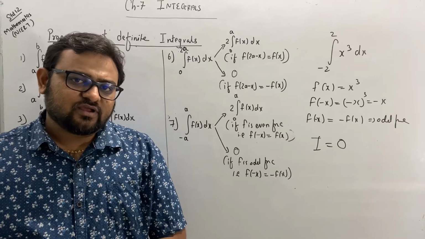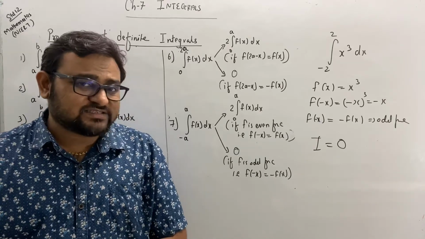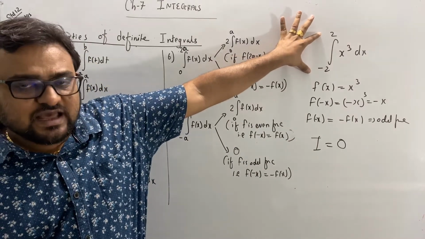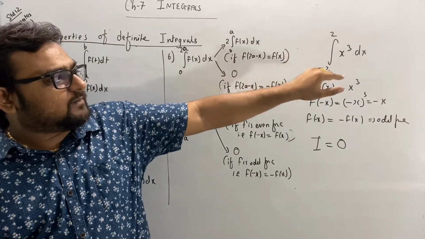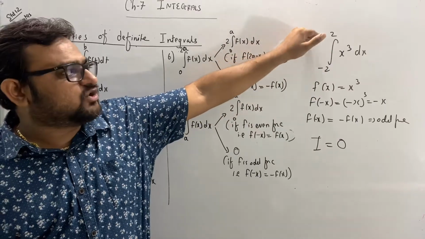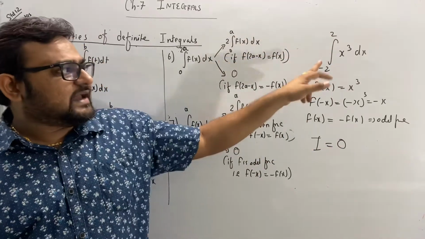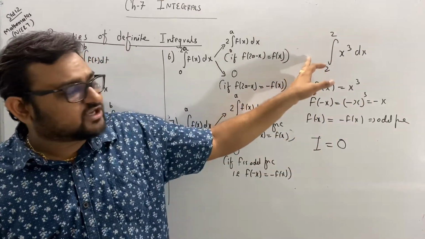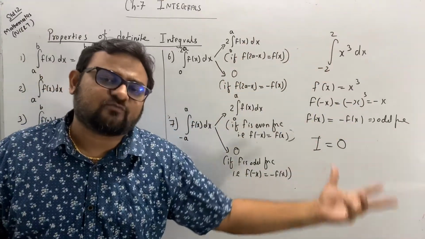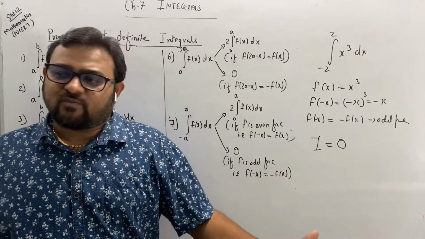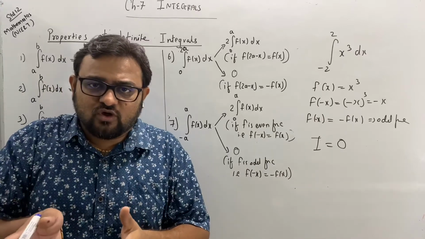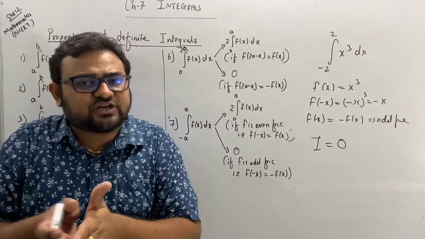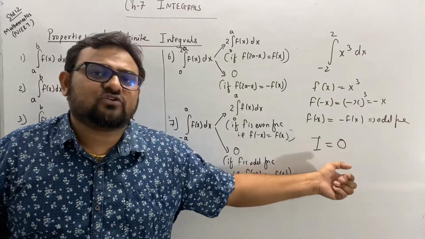Clear? Okay. Now the reason why it is equal to 0. It is from minus 2 to plus 2. I can split it into two parts: from minus 2 to 0 and from 0 to 2. From minus 2 to 0, this will have a negative value, and from 0 to 2, it will have the same amount of positive value. So integrating from minus 2 to 0 will be the same as from 0 to 2, but one will be negative and one will be positive. So the final answer will be equal to 0.